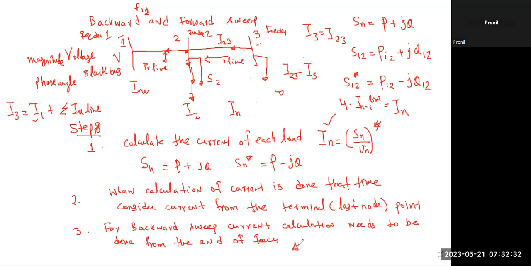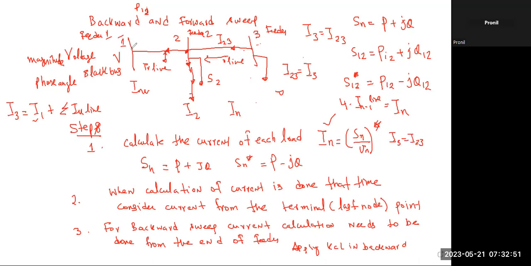Apply KCL in the backward direction, not in the forward. Apply KCL in the backward direction. That's why you're seeing that now he's written it like this: I3 is equal to I23, right? Yes, sir. Why has he written it?